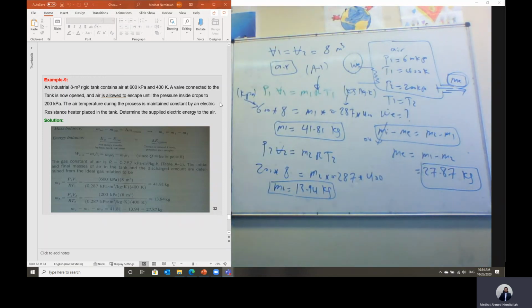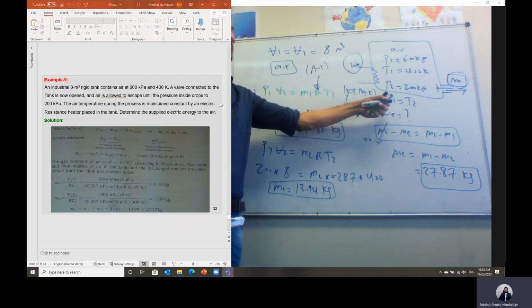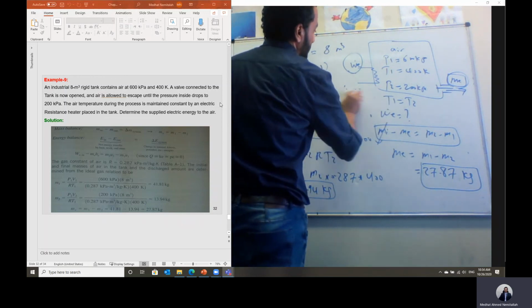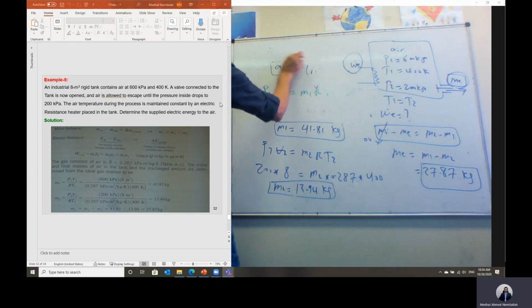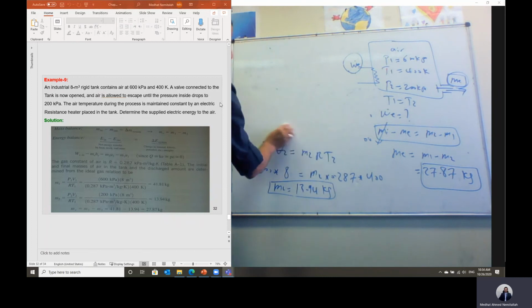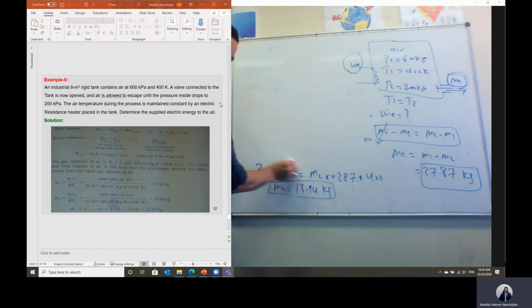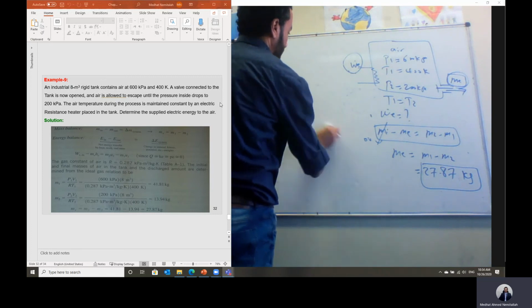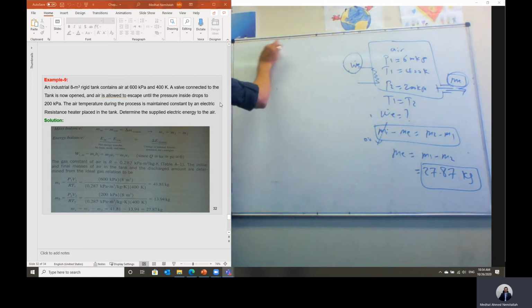But our target is to calculate the electric work in this case. That means we need to apply the energy equation. Let's apply the energy equation. Now we have mass out, M exit, we have M1, the initial mass, and we have the final mass M2. Then we can apply the energy equation.